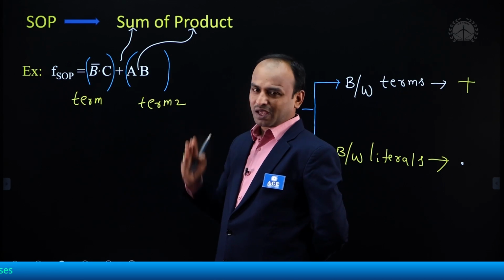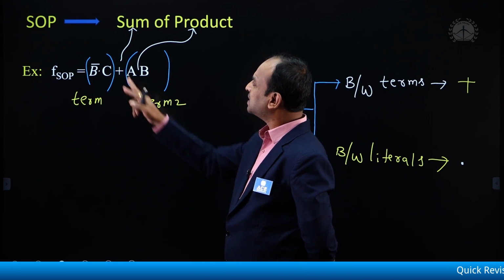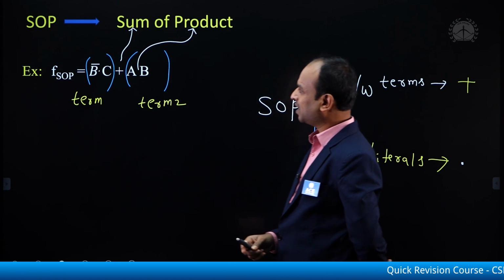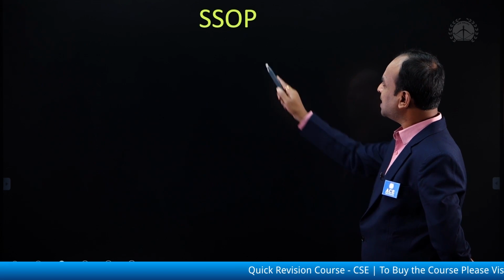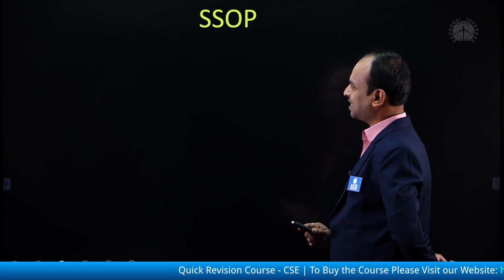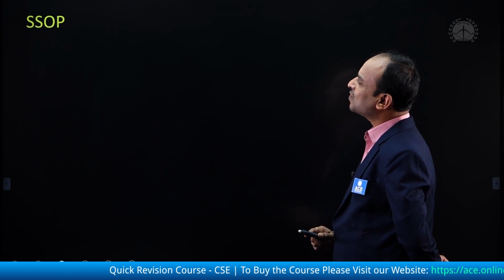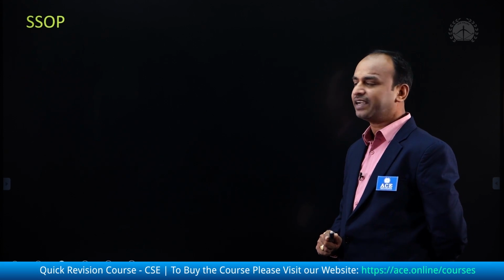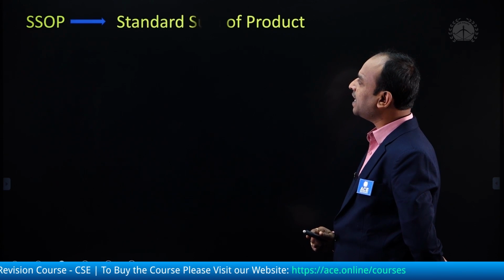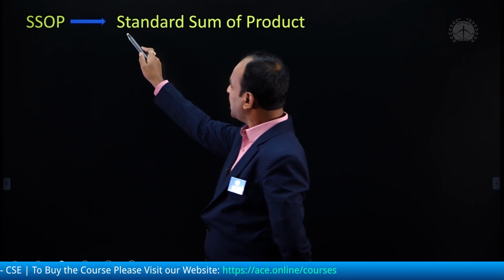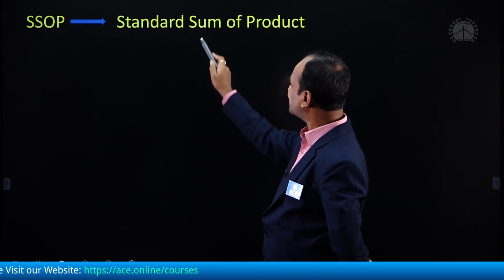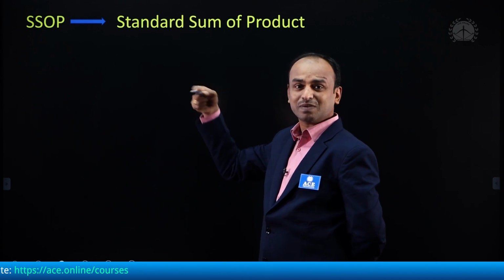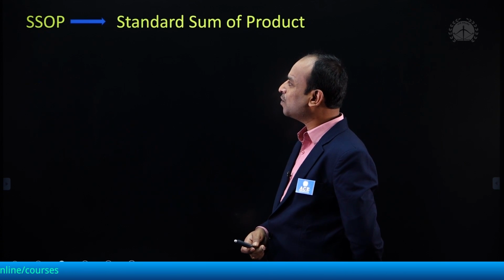Now, what is SSOP? We'll discuss it now. SSOP is the next one. What does SSOP stand for? The first S is for standard: standard sum of product. So the only extra here is standard. We have just seen what SOP, sum of product, is. Now what is the meaning of standard? For that, we are going to discuss an example.